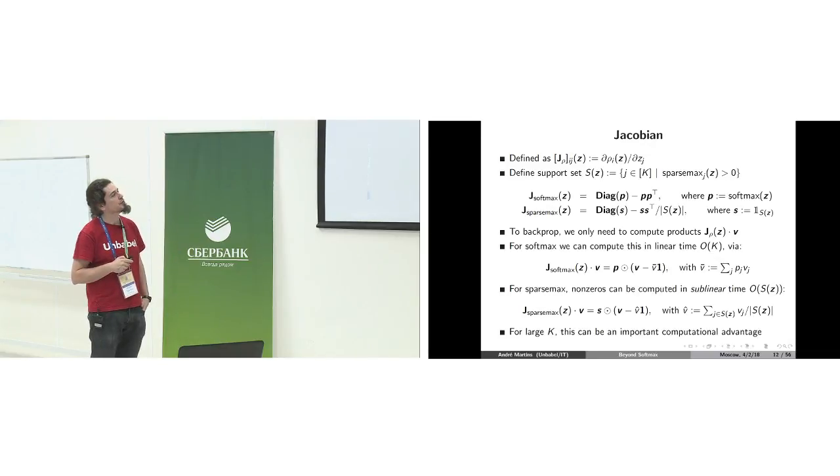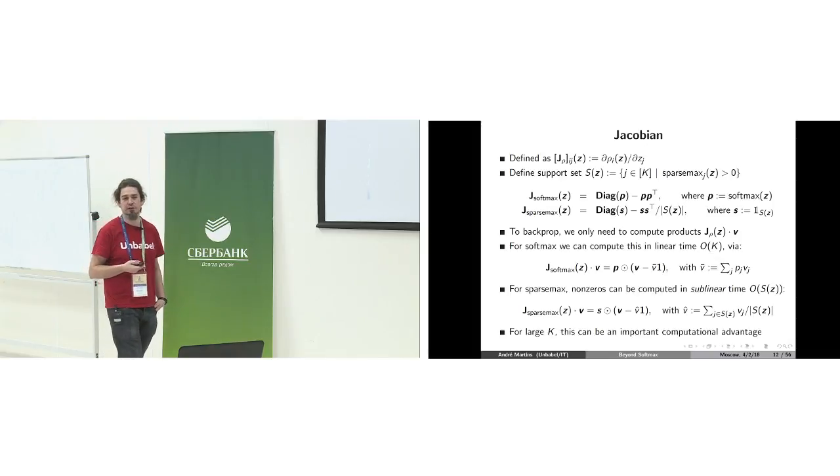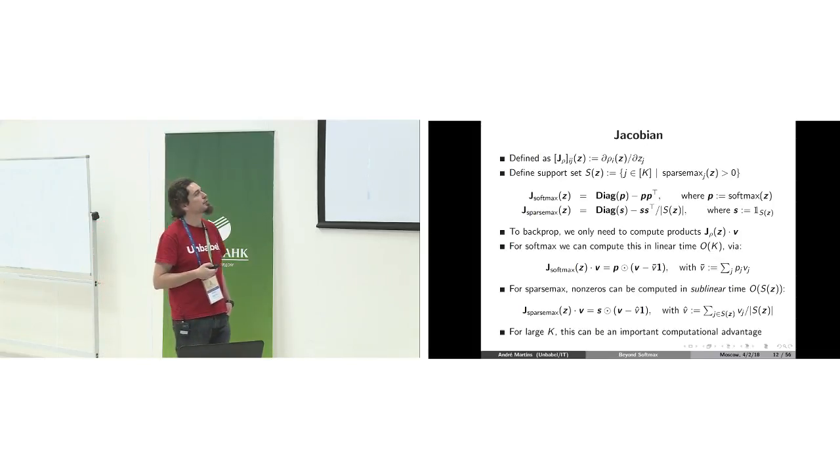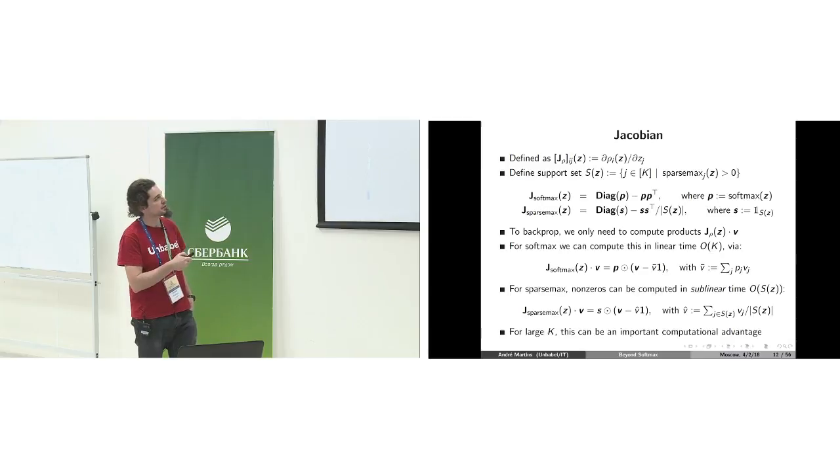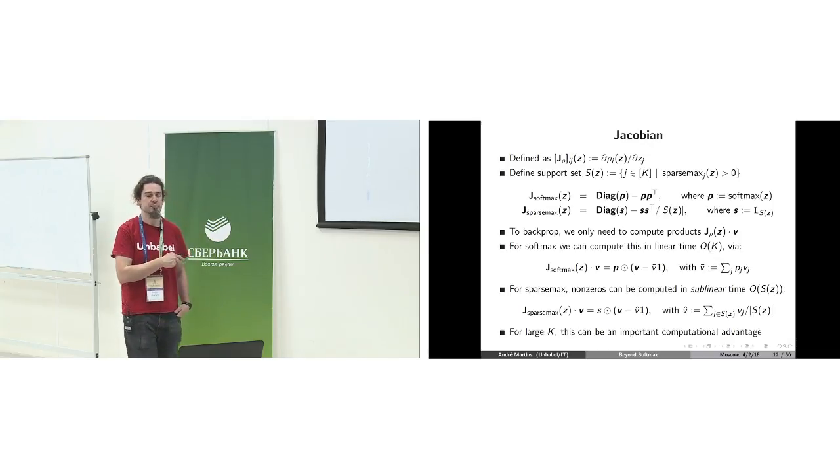For the case of Softmax, there's a very compact expression for the Jacobian, which is basically this. We take your point z, so we are computing the Jacobian at this point z. We apply the Softmax transformation, and we obtain the probability distribution p. Then we build a diagonal matrix with p on the diagonal, and we subtract p p transpose, and this is going to give you the Jacobian of Softmax.